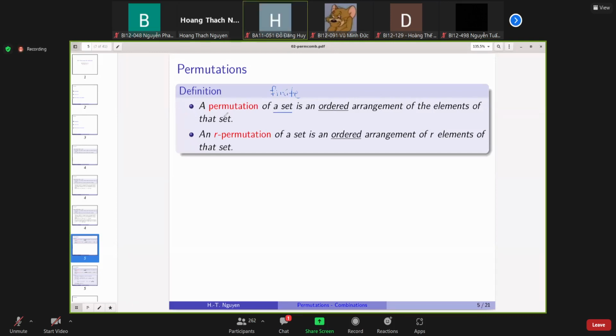So a permutation is simply an arrangement of the elements, the arrangement of the entire set. If you arrange the elements of that finite set, then you obtain a permutation of that set. And in this second case, we don't arrange all the elements of the set, but we choose r elements from that set and we arrange them. In that case, we have an r-permutation of that set.